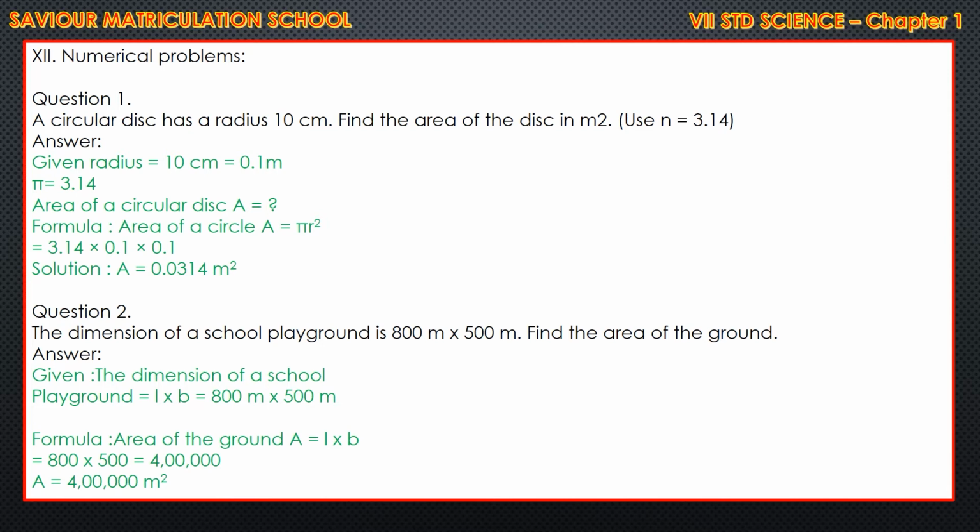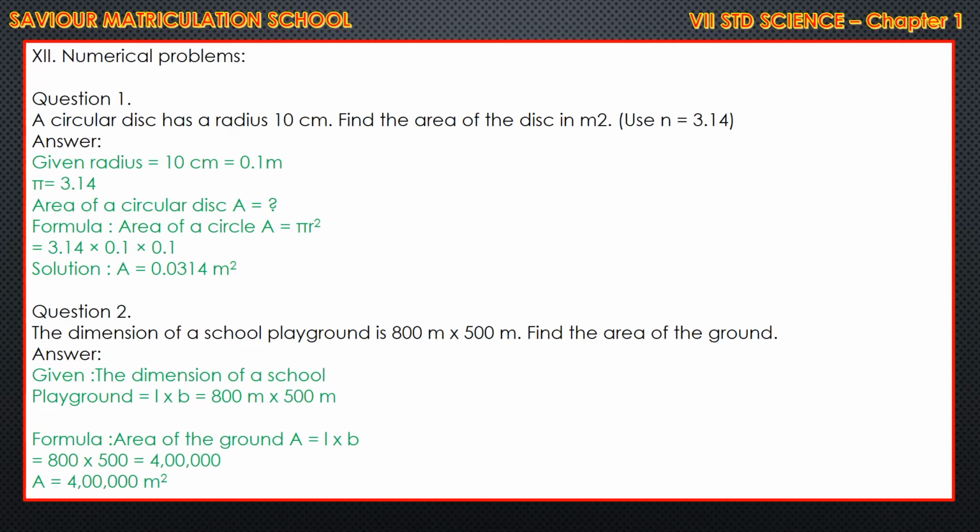So we have to find area of a circular disc, that is A. Now formula area of a circle is A is equal to pi r squared. So 3.14 into 0.1 into 0.1. So if you multiply you will get 0.0314 square meter. Then the second question, the dimension of a school playground is 800 meter into 500 meter.